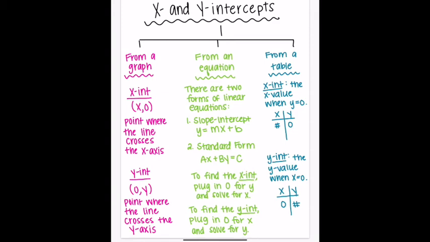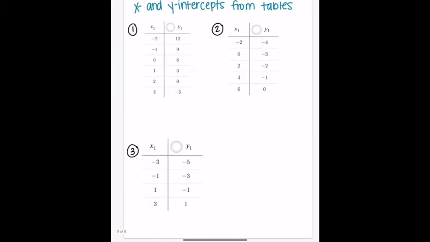Okay, so notice that anytime you see a 0, you could circle it and say, well, if y is 0 and x is some number, that's my x-intercept. Or if you have your 0, but x is 0 and y is a number, then that's your y-intercept. So let's do a few examples of those.